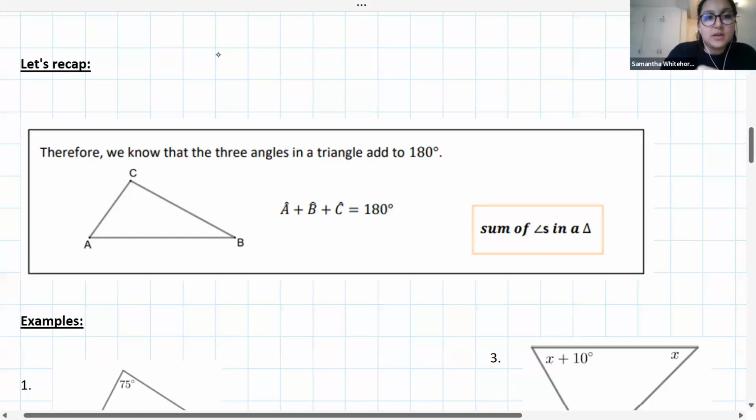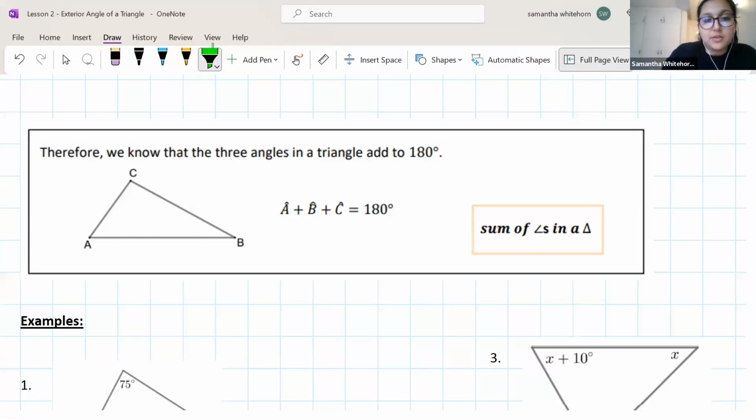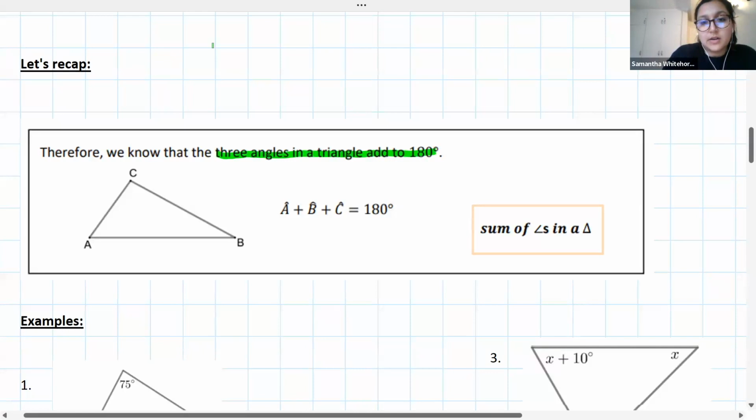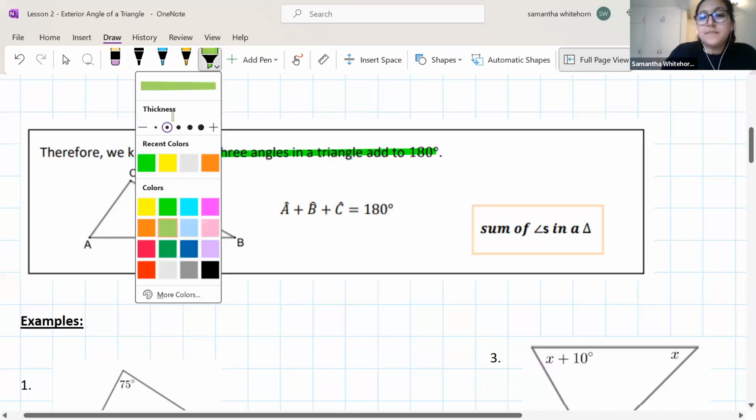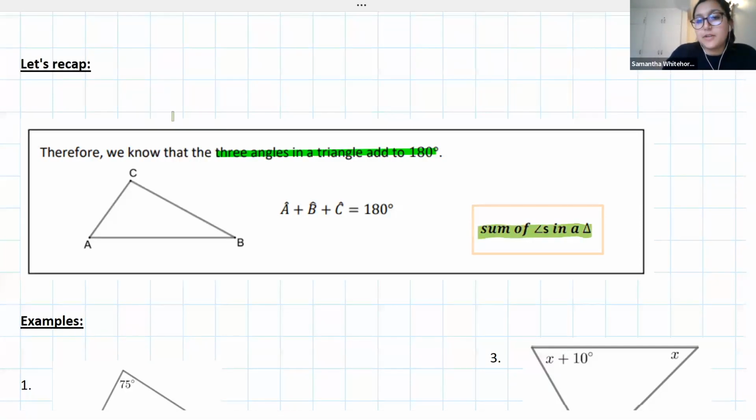The reason that we had a look at on Monday was the fact that our 3 interior angles in a triangle add up to 180 degrees. So if I add the 3 inside angles, I get 180. And remember, guys, this is geometry, so you have to give a reason. Our reason is sum of angles in a triangle. Okay, so that was what we learned on Monday. Add the 3 angles up inside your triangle.